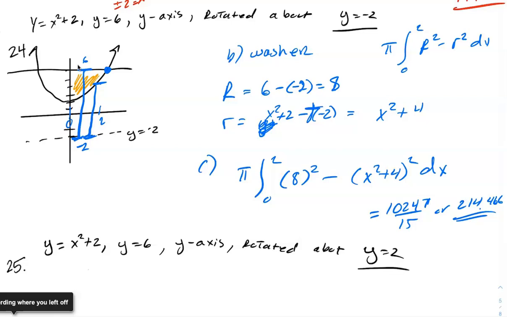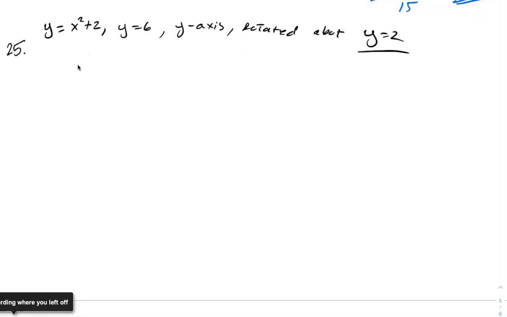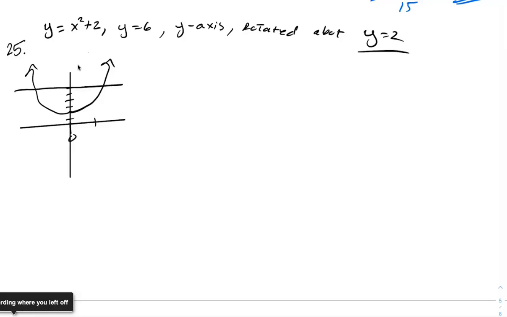So that's the idea there. Next one, now we're going to rotate about y equals 2. So let's draw that again. So 1, 2, 3, 4, 5, 6. So like this, y equals 6. We know we went from 0 to 2. And now we're spinning across y equals 2. So right there. Not the straightest line ever drawn. It is a washer method again.